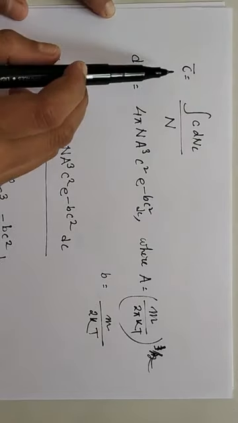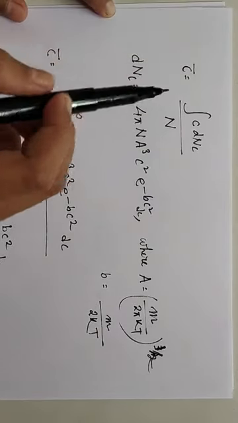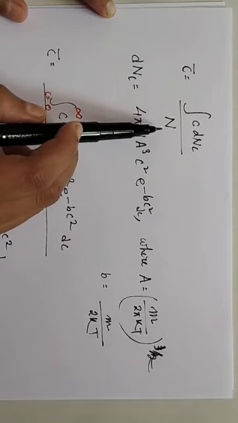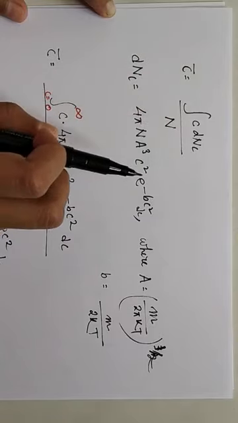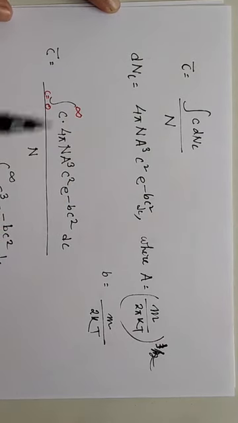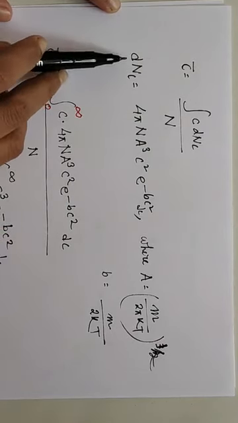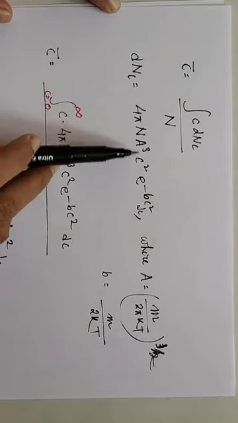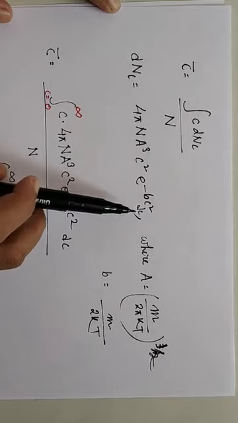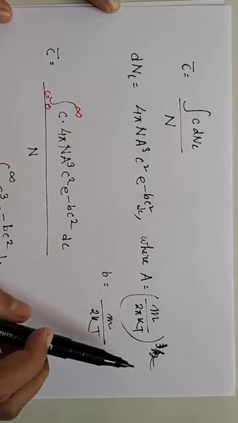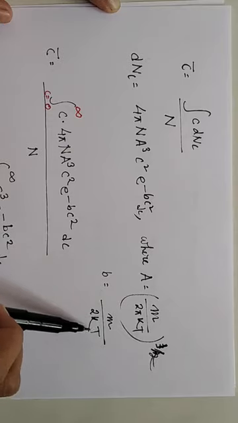So c bar, the average speed, is given by the integration of c dN_c divided by capital N, which is the total number of gas molecules in the system. Okay, and we know the expression for dN_c, which is given by 4 pi N a cube c square e to the power minus b c square dc, where a is (m by 2 pi kT) whole to the power half and b is m by 2kT.